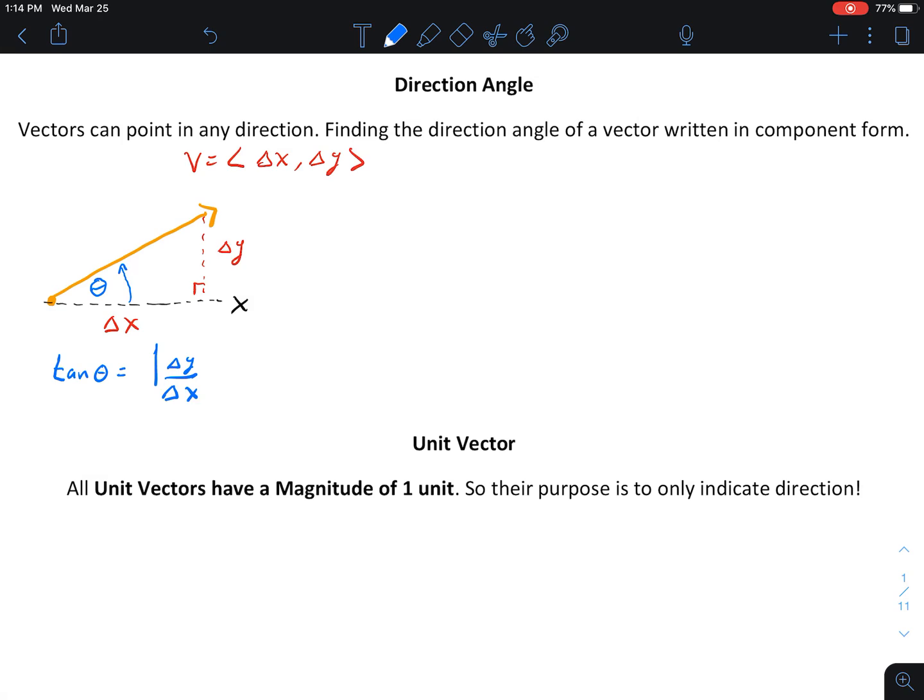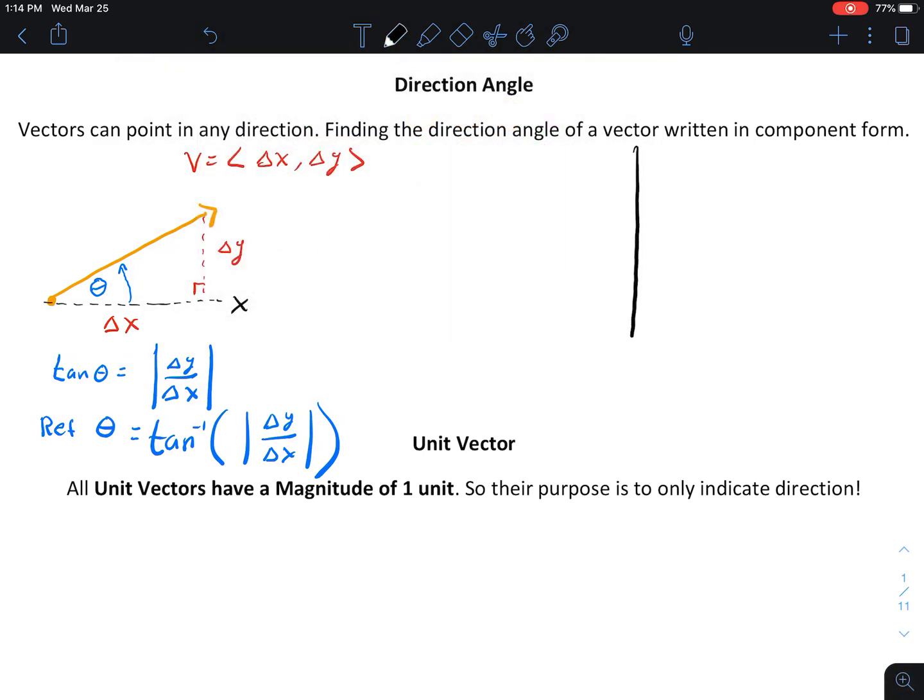Now, we have to account for the different signs for x and y based on what quadrant it is. So we're going to solve for a reference angle, which would be the quadrant 1 version of theta. It disregards what quadrant it's actually pointing in. We'll just adjust for it later. So the reference angle for theta is going to equal the inverse tangent of the absolute value of the change in y over the change in x. And then we can adjust that as needed.